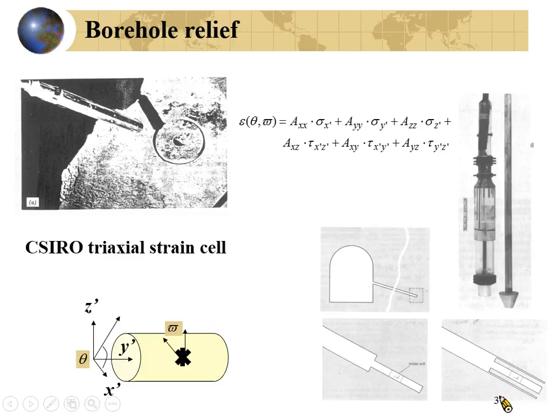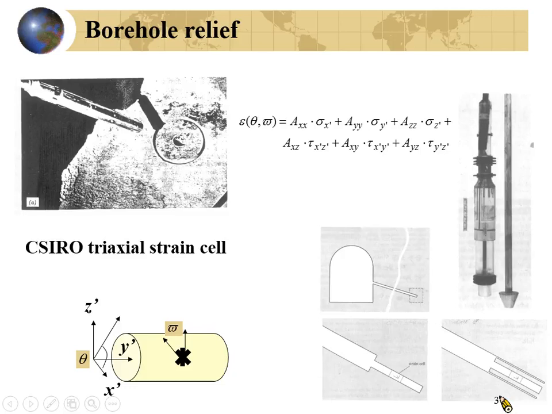Okay, so this will be a solution to overcome the stress concentration and the disturbance around the tunnel. This will be a very good strategy to overcome it. The procedure will be the same. You drill a large borehole first. Like this, you drill a large borehole. And then you drill a small borehole.